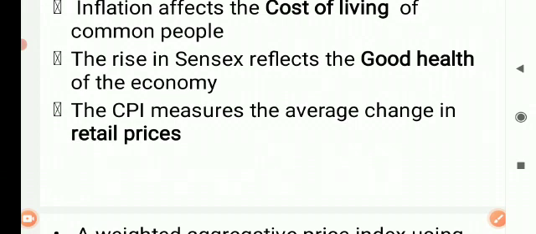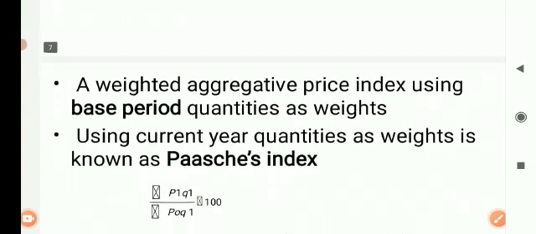There are different prices: wholesale price, production price, for example, and finally retail price. Consumers like you and me are always paying the retail price. So CPI, Consumers Price Index, measures the average change in retail prices. What was the price earlier and what is it at present? That is understood only with the help of the Consumers Price Index. Now look at the next one.